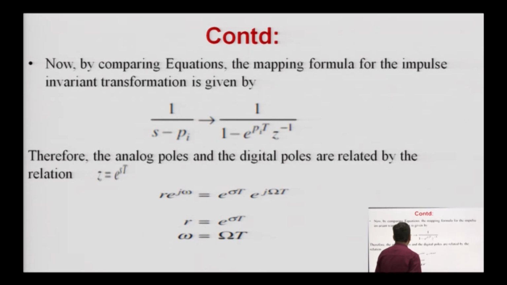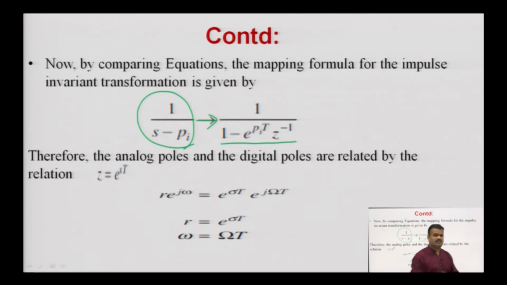Now, what did you initially take here? Initially you are assuming the 1 upon s minus p_i factor in the analog domain. Now, you can convert it by this method into 1 upon 1 minus e to the power p_i T, z to the power minus 1.